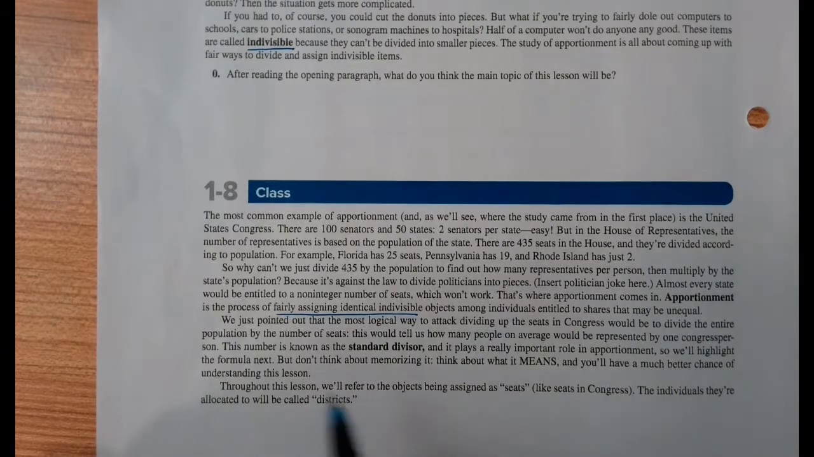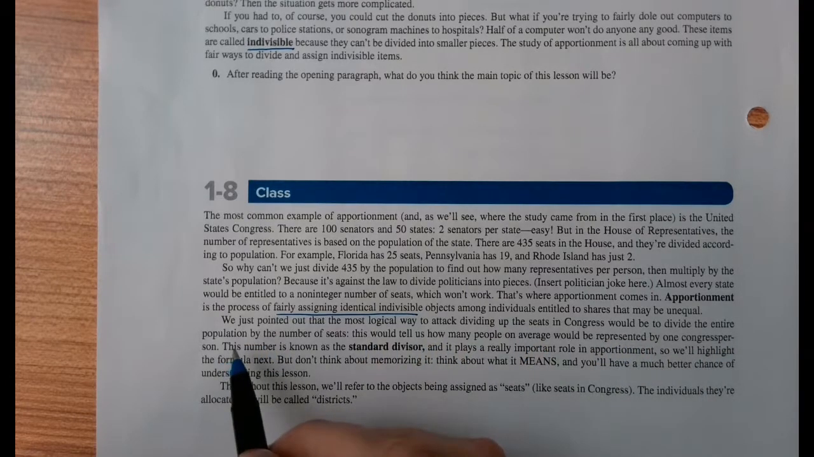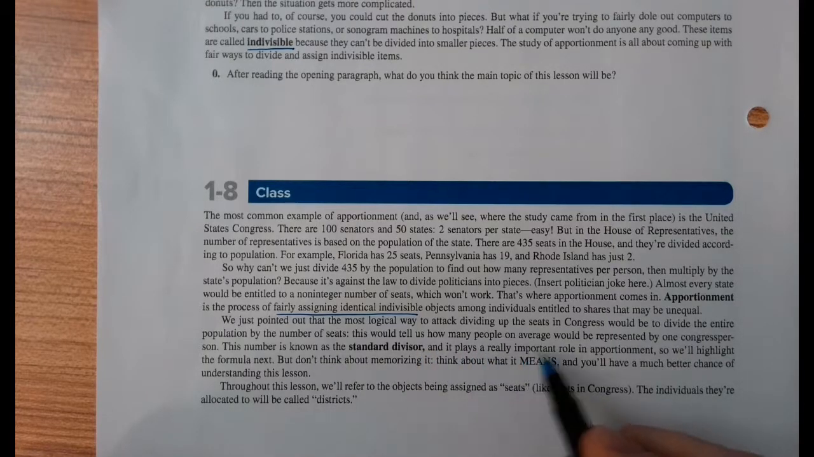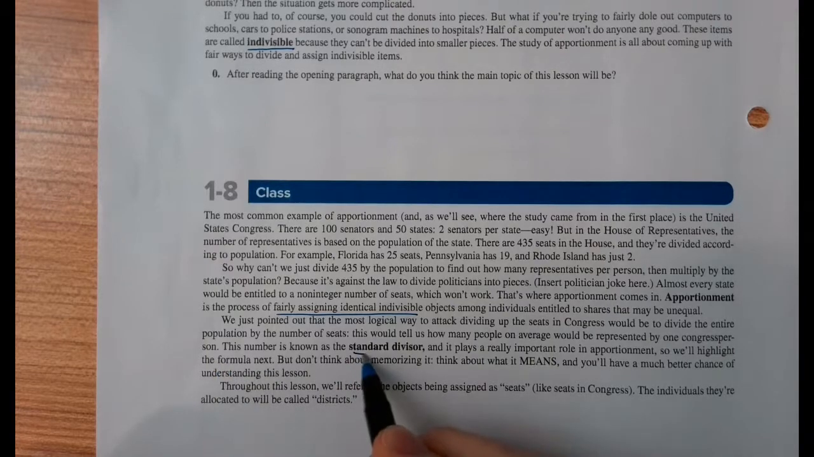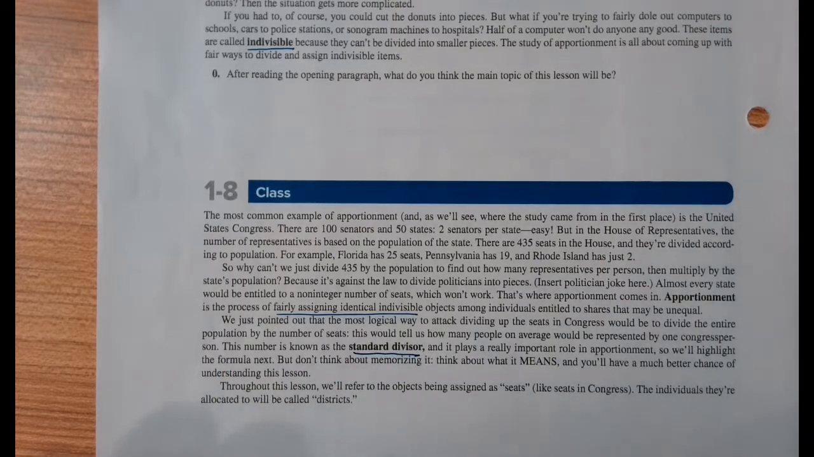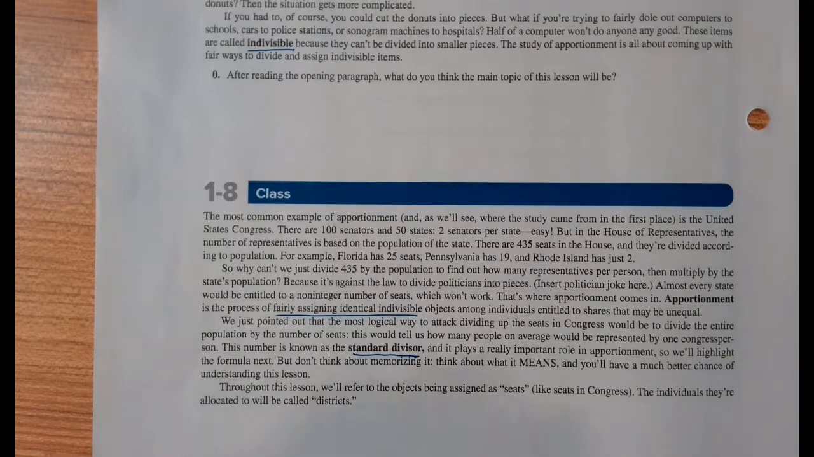So we start with this concept of the standard divisor. For example, the most logical way to attack dividing up the seats in Congress would be to divide the entire population by the number of seats. This would tell us how many people on average would be represented by one congressperson. That's what we call the standard divisor. We're going to use the language of seats throughout the rest of this lesson, even though seats could mean police cars or something other than a person.